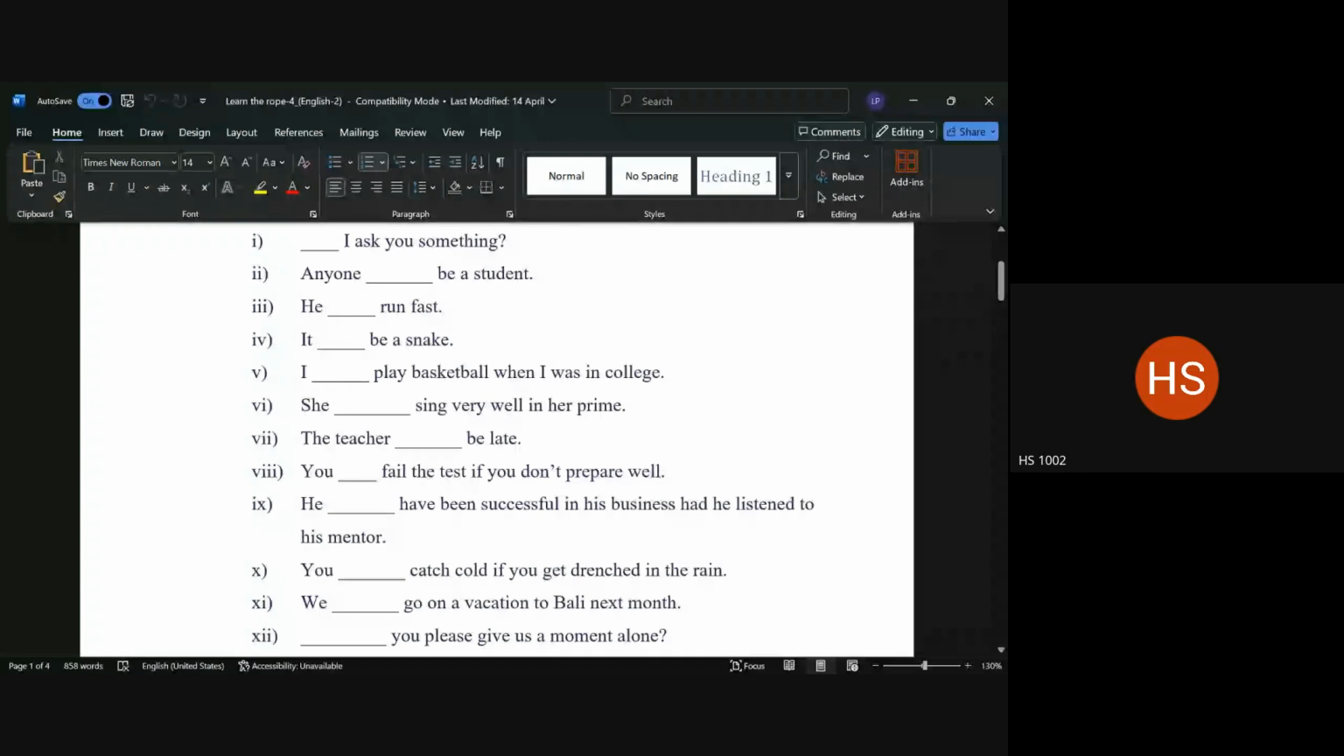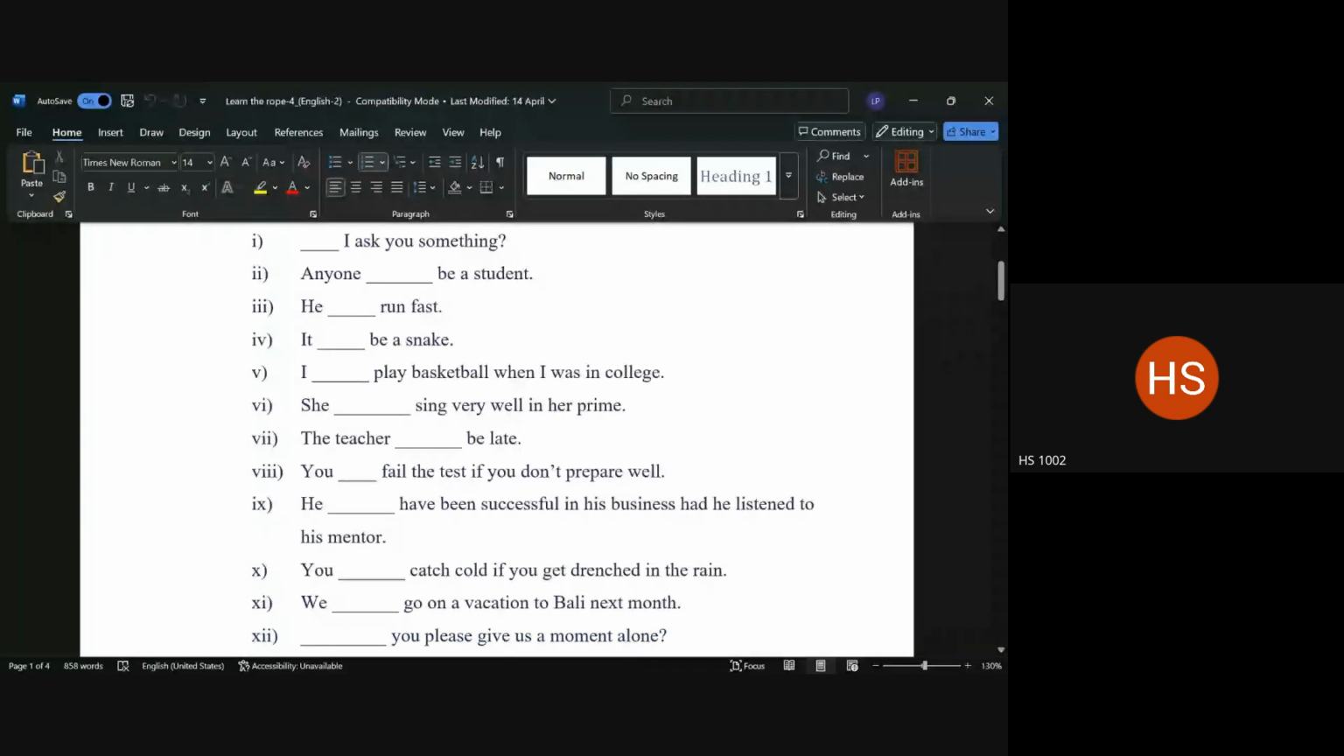Will. Must? You must fail the test if you don't prepare well. No, must is again obligatory. Here, the context is not obligatory for us. So, will, yes, I agree. Will is right. Somebody also mentioned might. That is right. Certainly, may will also be a right option.